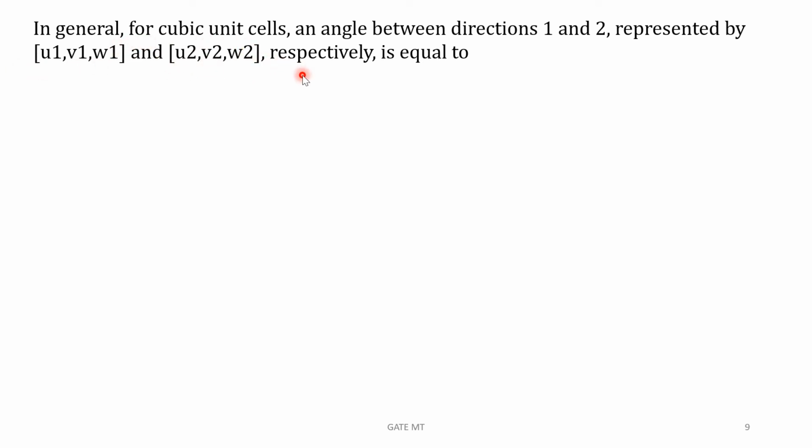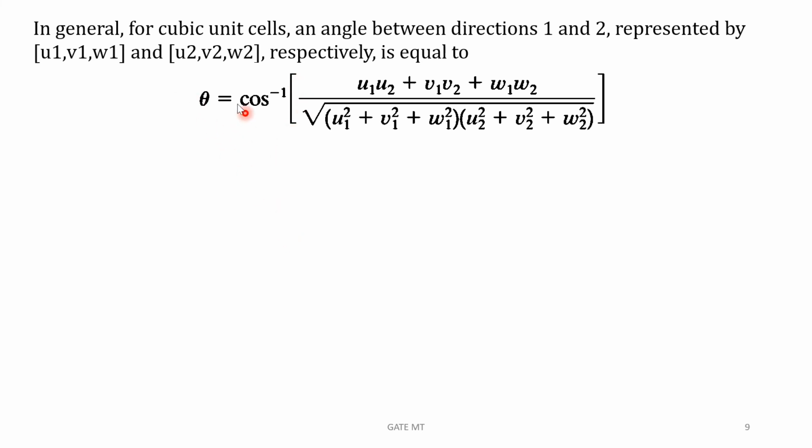For finding the angle between them, we have a mathematical equation. Suppose the angle between these two directions is theta. Theta is equal to cos inverse of u1u2 plus v1v2 plus w1w2, divided by the root of u1 square plus v1 square plus w1 square, into the root of u2 square plus v2 square plus w2 square.